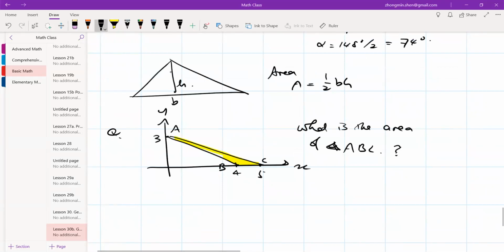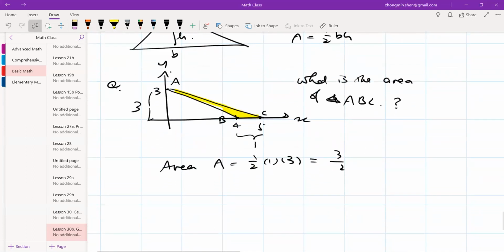3 or 1.5? You think so? 3? 1.5. Everyone says 1.5. Yes, the base is 1, the height is 3, so the area is half of the base times the height. It's 3/2, so 1.5. All right, the next problem.